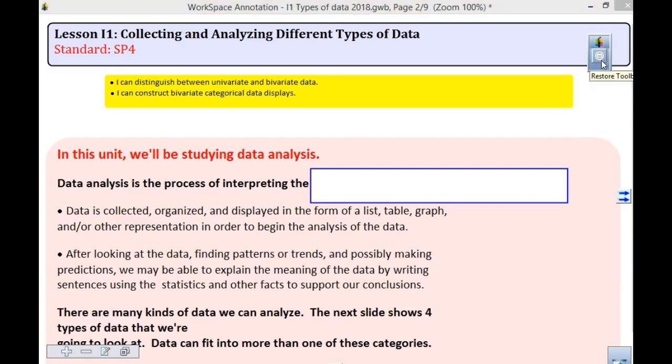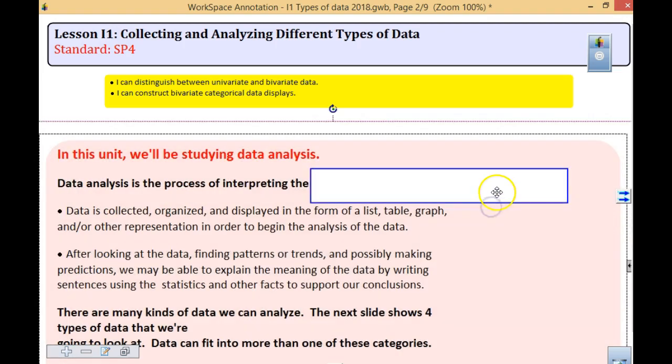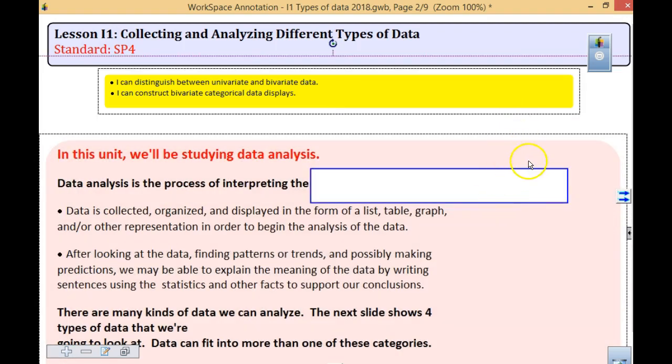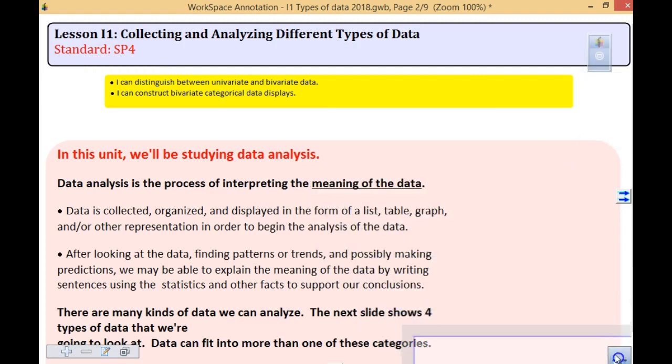All right, so I1, collecting and analyzing different types of data. It says in this unit, we will be studying data analysis. Data analysis is the process of interpreting. So when we are thinking about that, and what I would like for you to put down, interpreting the meaning of the data. Interpreting the meaning of the data.